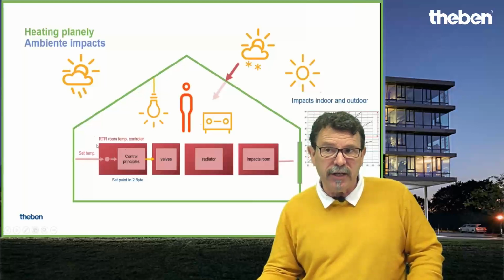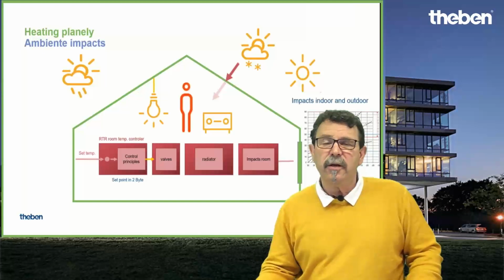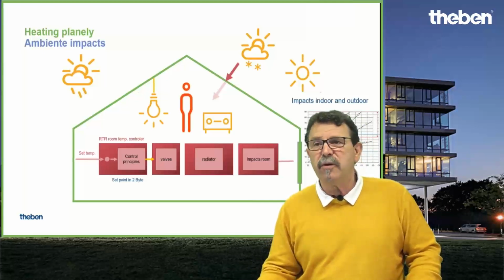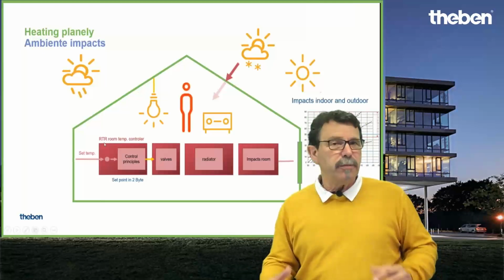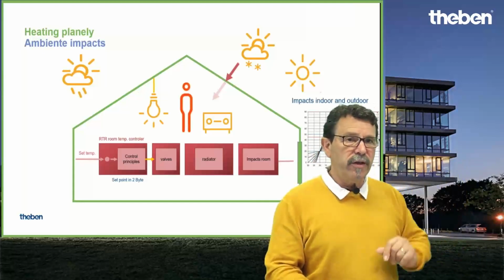We do have here an RTR, so a room temperature controller, which could be Eon, which could be Ramses from Taben, for instance, which measures finally how the current situation in such a room is, which we do have here, for instance.